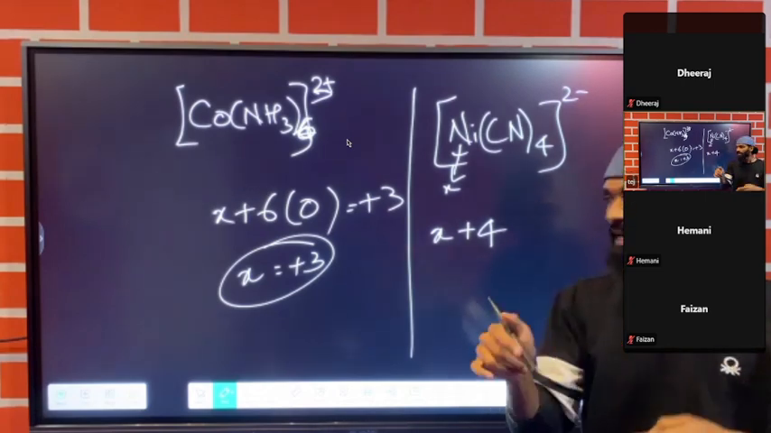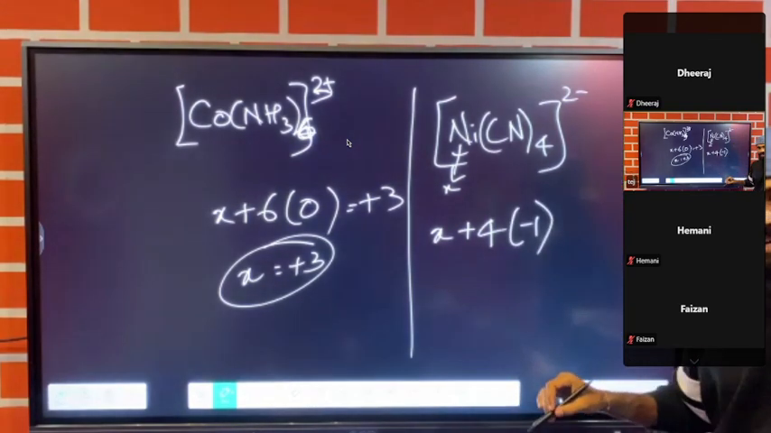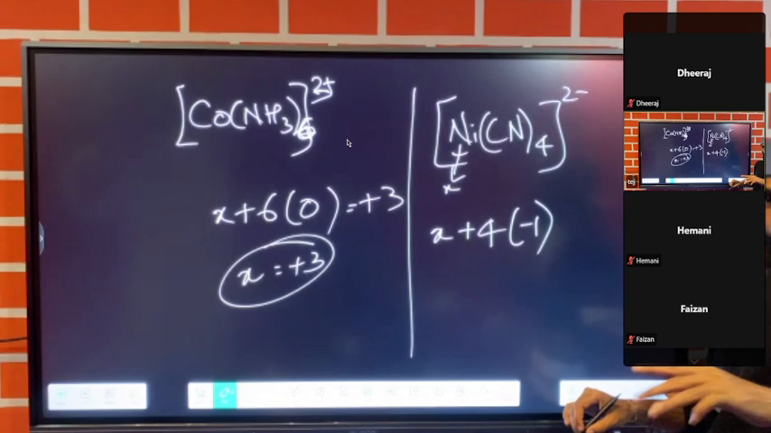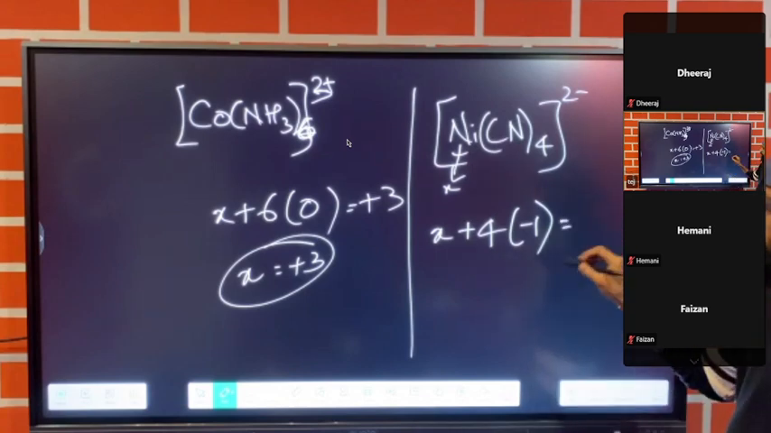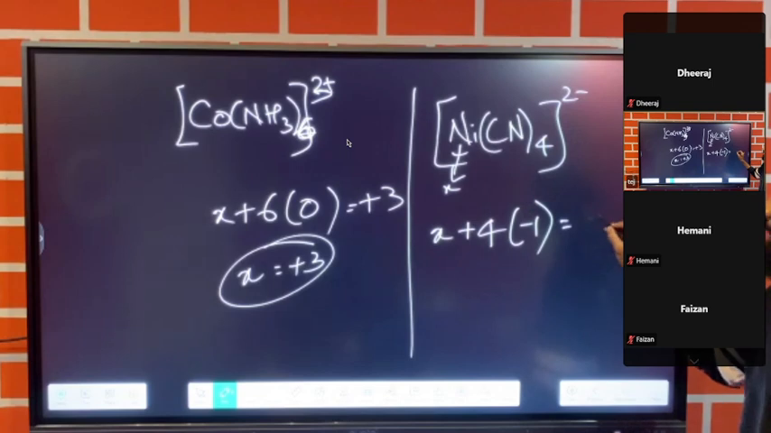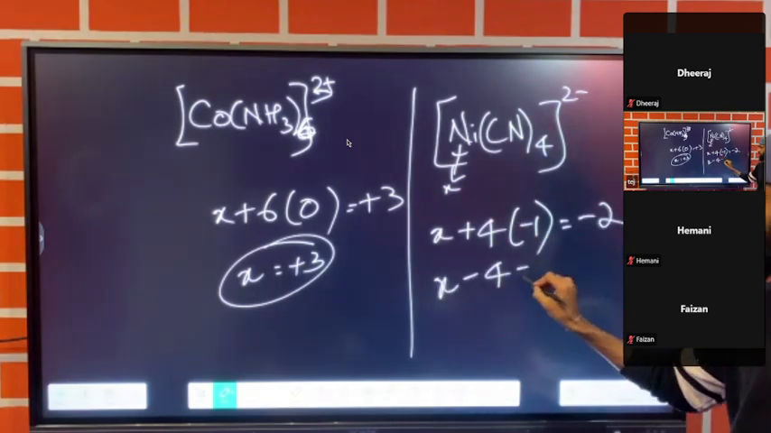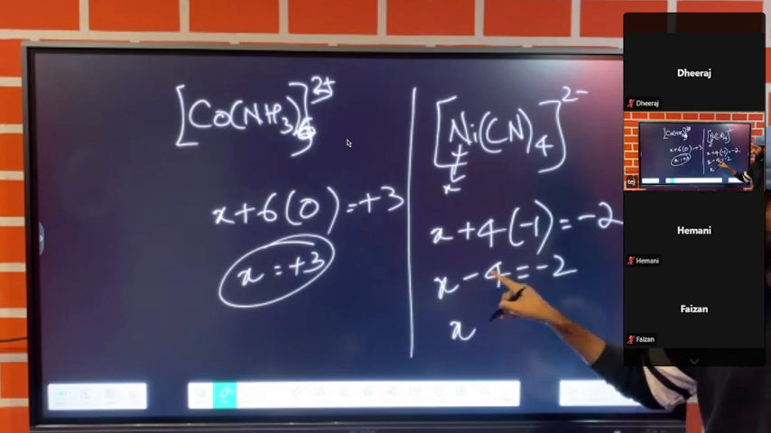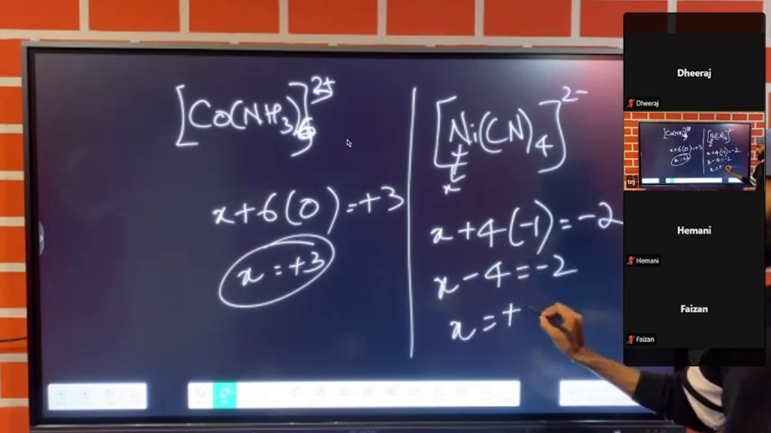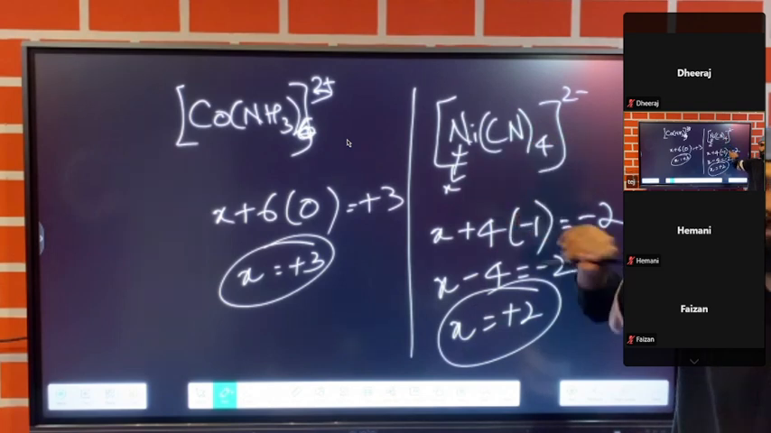So chloride, cyanide. Here, 4 into minus 1. Why? Chloride was minus 1, cyanide will also be minus 1. I hope you realize it is 4 in number because there are 4 cyanides, equal to minus 2. So x plus 4 into minus 1 gives you minus 4, equal to minus 2. X minus 4 becomes plus 2 when it goes to the other side. So in this compound, the oxidation number of Ni is plus 2.